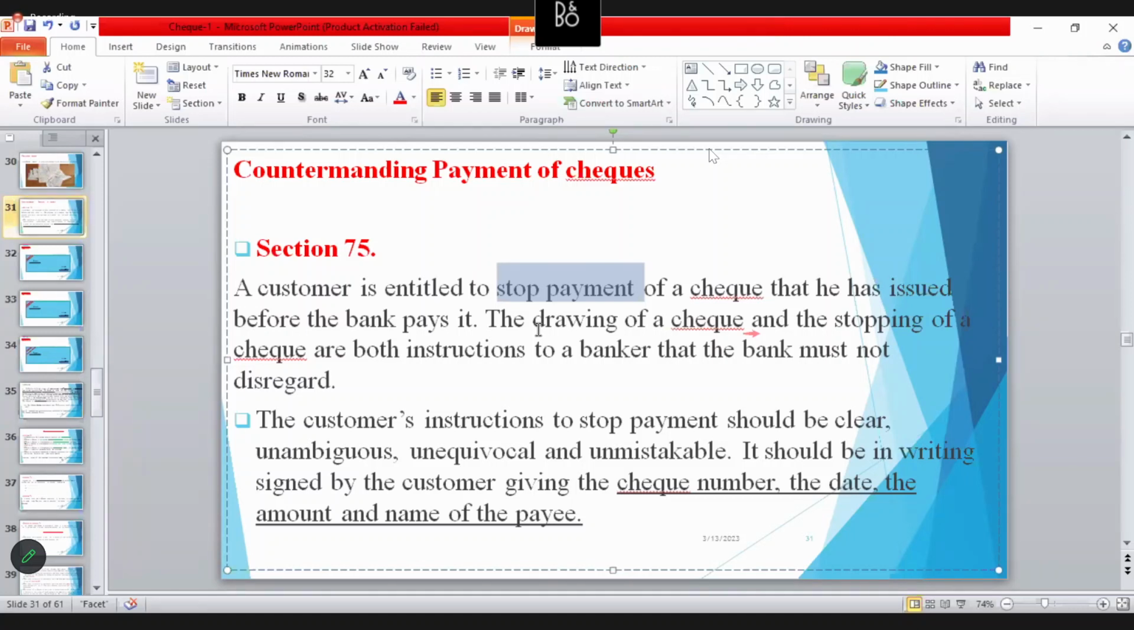As well, when you don't receive any services from the person even though you issued the payment, you can stop the payment of a check order. So you instructed the bank to issue the check as well as to stop the payment, right? The customer's instructions to stop payment should be clear. If you call the bank and inform them, please stop the payment of a check, the stop should be unambiguous. You clearly give this number.